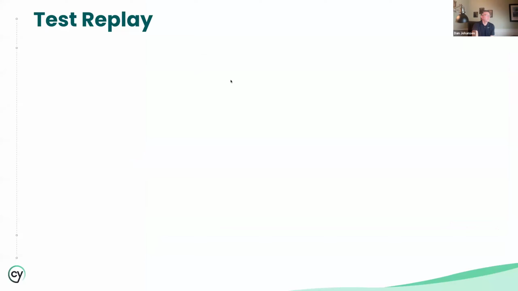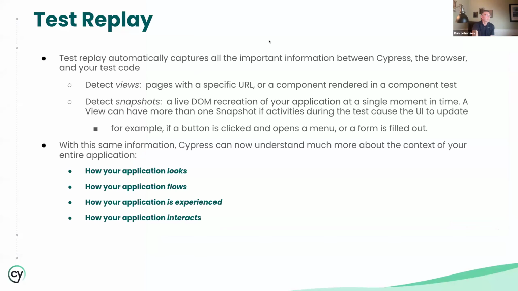All right, so test replay. Few things about it. It automatically captures all the important information between Cypress, the browser, and your test code. We already stated that, but here's the importance of that. With that information and with having the DOM information as part of all your tests, we have some capabilities now to apply some algorithms and a little bit of secret sauce and to understand exactly what the application looks like. And we can do that by two concepts.